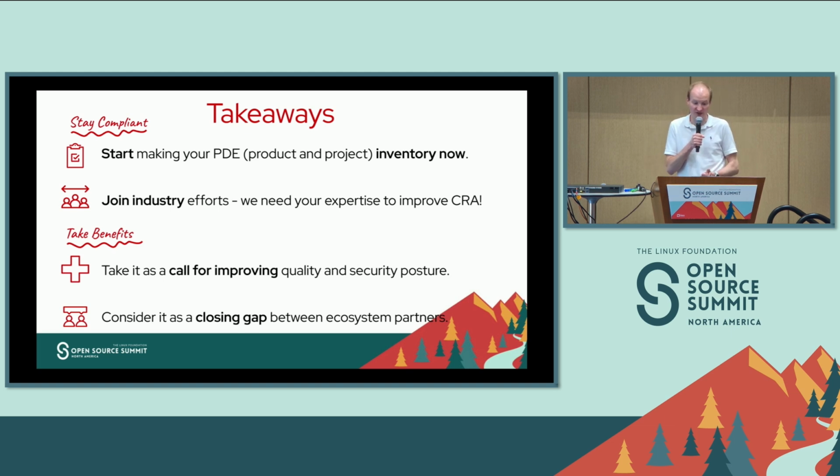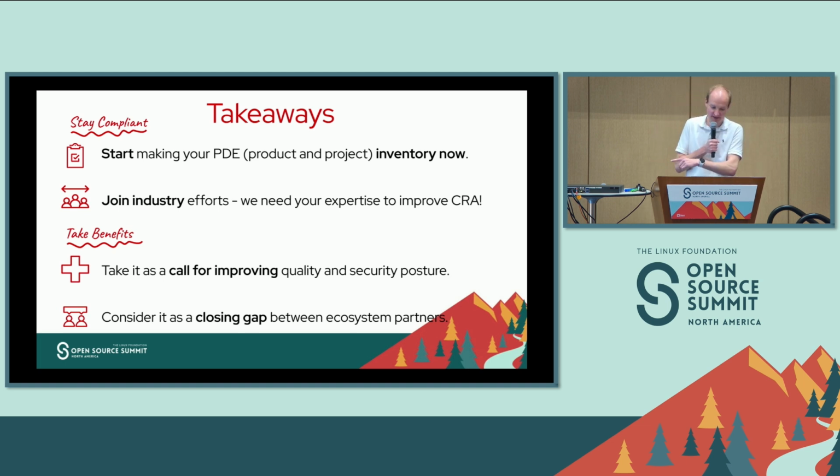Second, join industry efforts. We need your expertise, we need your voice, we need your questions, right? And that could help us to improve the Cyber Resilience Act. I have a lot of examples of how the industry voice has already improved it. So come to us, let's give it more voices. Now take benefits out of it. Take it as a call for improving quality and security posture for your products and for your projects. I think it's especially important for security teams and people who care about security to use it as additional leverage.